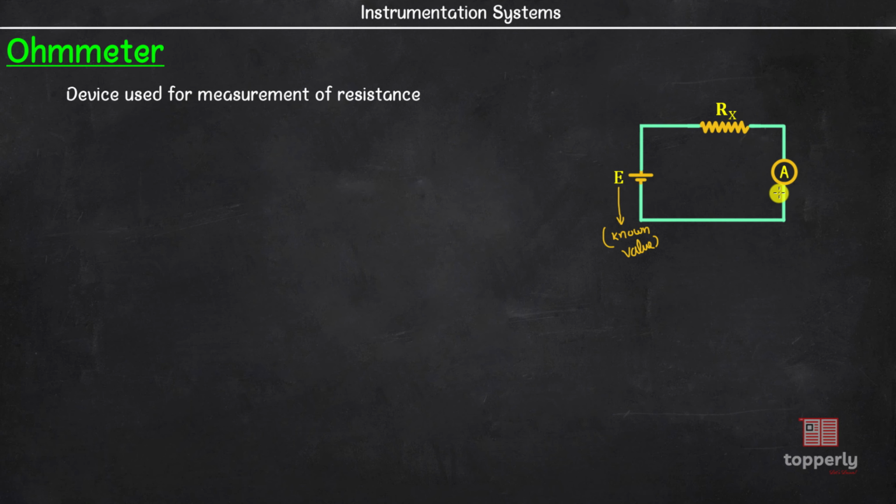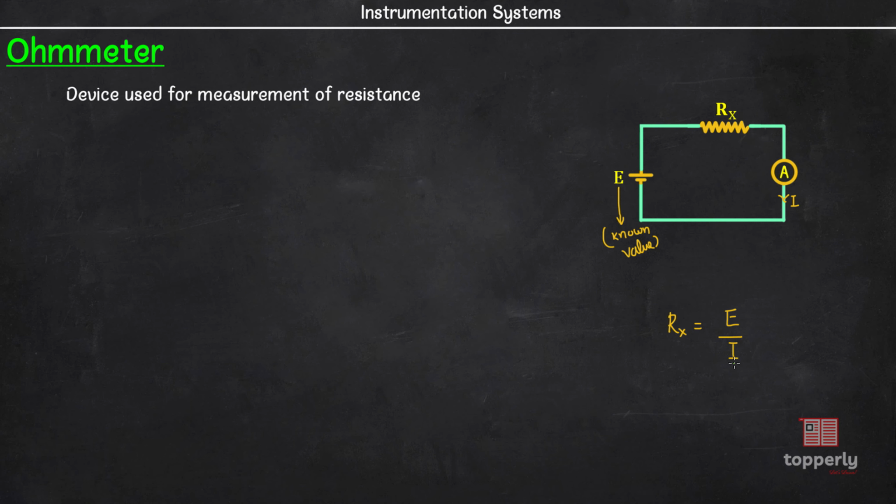This ammeter can be a PMMC meter. Now in many cases, you might hear that an ohmmeter uses a d'Arsonval meter. This is also correct because d'Arsonval meter is just another name for a PMMC meter. Okay, now the idea is simple. We use Ohm's law. Here E is a known value and the value of current I through the circuit can be observed from the ammeter. Therefore, using Ohm's law, the value of unknown resistance Rx is equal to E by I.